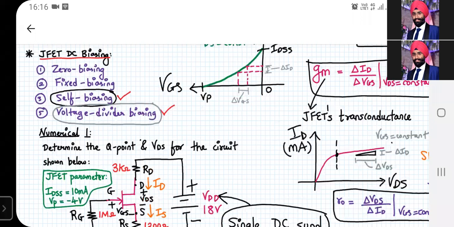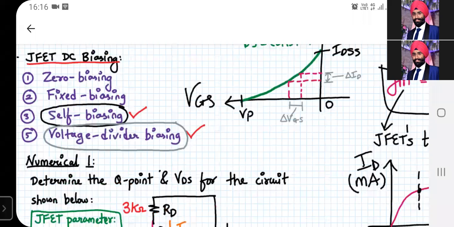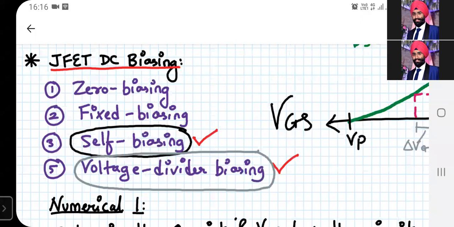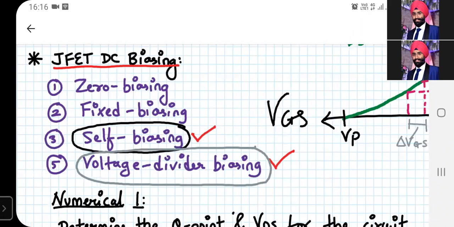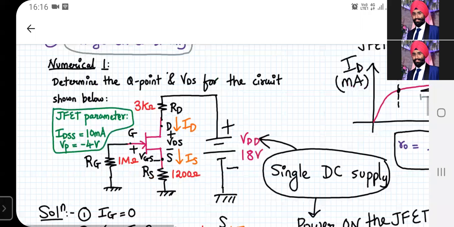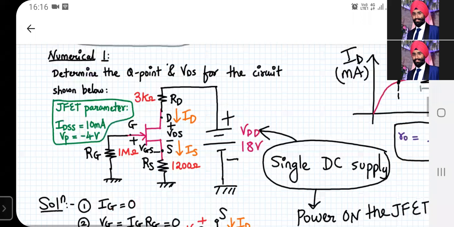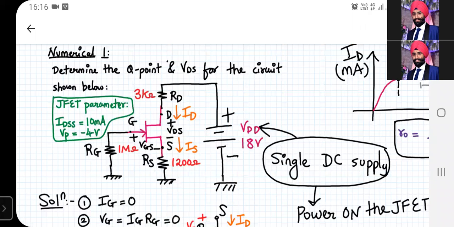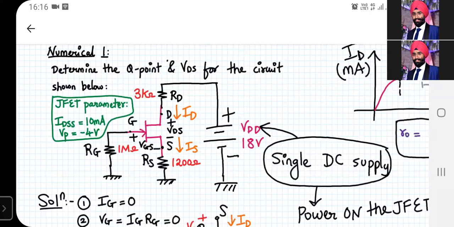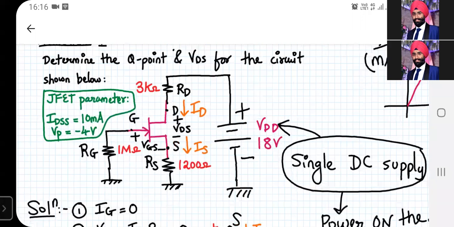Last time we have seen two JFET DC biasing circuits. One was self biasing, other was voltage divider biasing. So this was one of the circuits. For this circuit, they have given JFET parameters, IDSS and VP, and we were supposed to find a Q point and a VDS voltage.